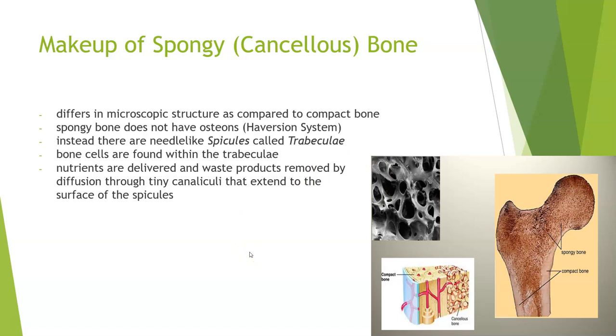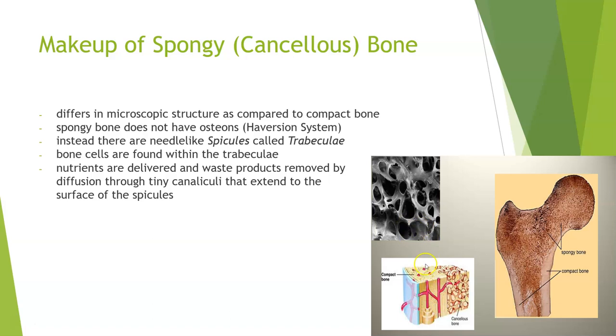Cancellous bone, of course, spongy bone, which we talked a little bit about as well, differs in microscopic structure as compared to compact bone. The first thing is, of course, that compact bone has the osteons, spongy bone does not. So spongy bone does not contain osteons. Instead we find these needle-like spicules called trabeculae. You can see in the picture here all these spike-like or needle-like extensions, these spicules, and they're called trabeculae. We find the bone cells within the trabeculae.